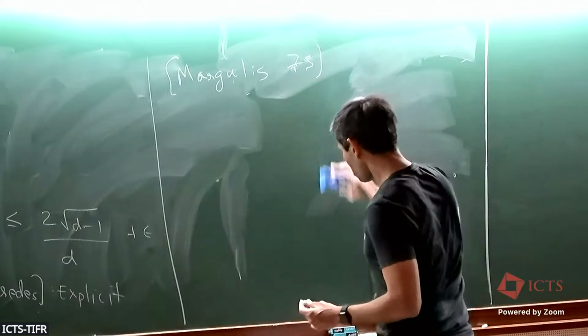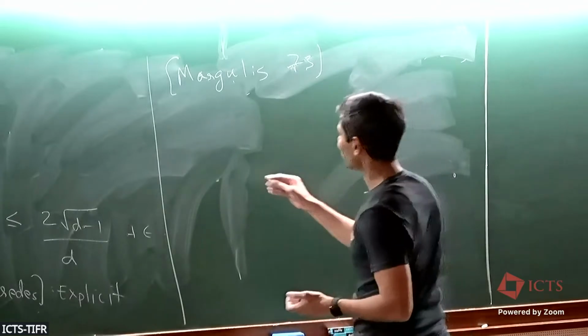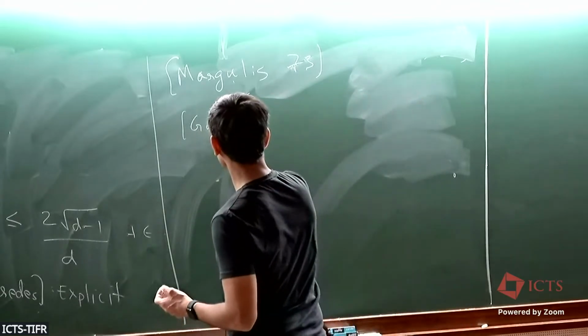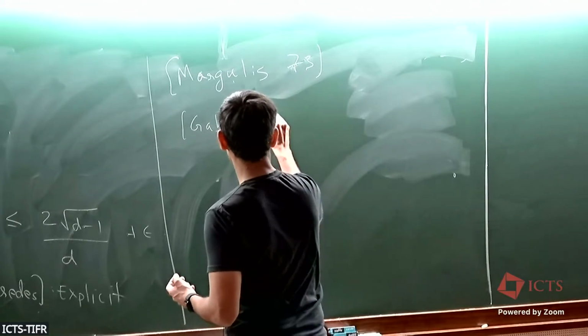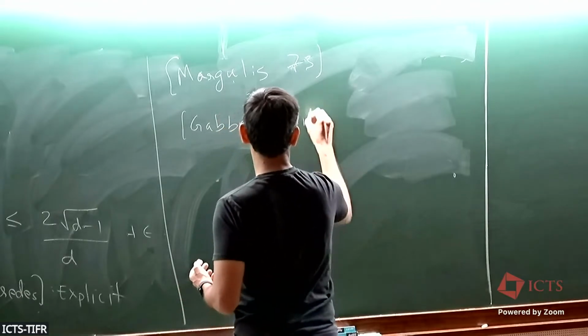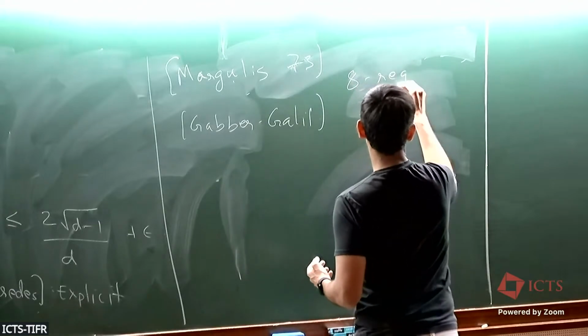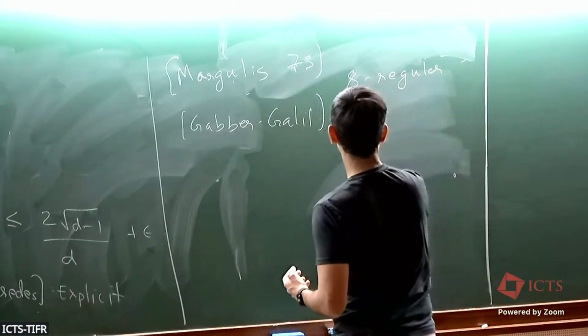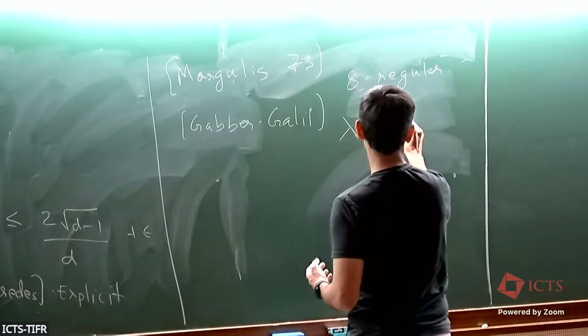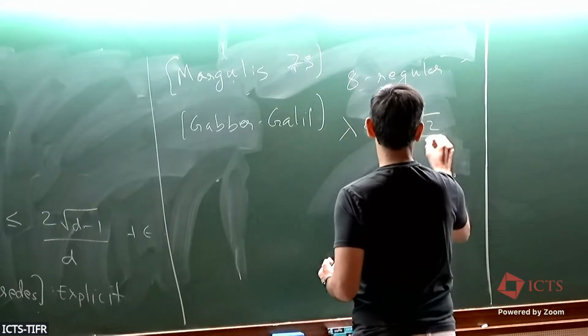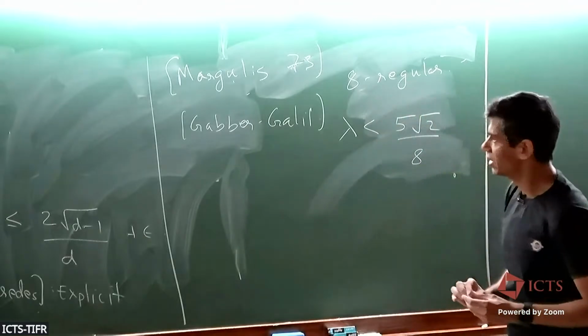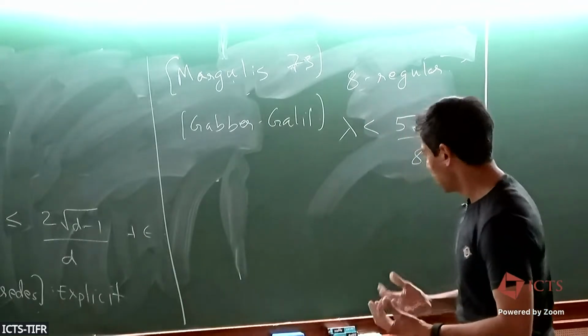So there's a later analysis by Gabber and Galil which shows an explicit bound: this is an 8 regular graph with lambda less than 5 times root 2 over 8, using some Fourier analysis over Z_n.